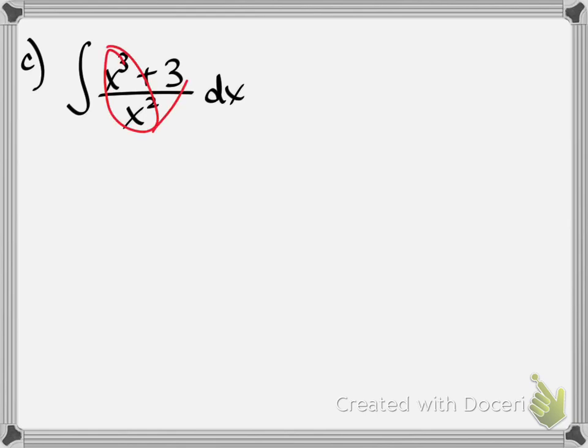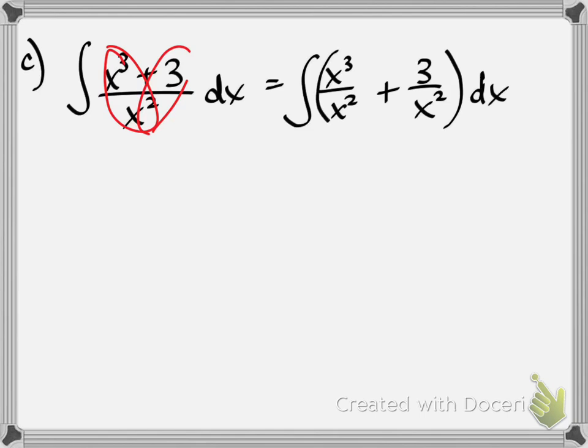C part. What if you have the integral of x to the 3rd plus 3 over x squared? This is maybe the second time we've seen one like this. We would try I love math on it. And that would become the integral of x to the 3rd over x squared plus 3 over x squared. That simplifies to x plus 3x to the negative 2.